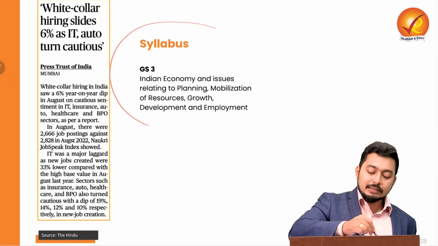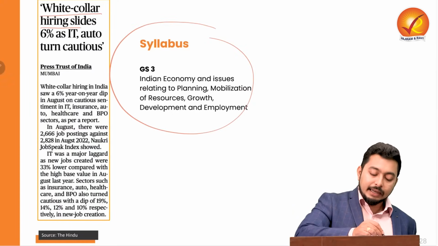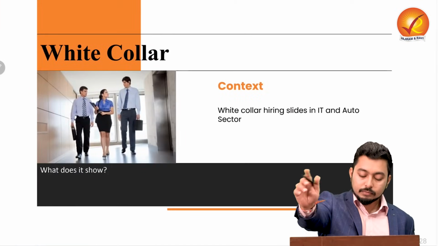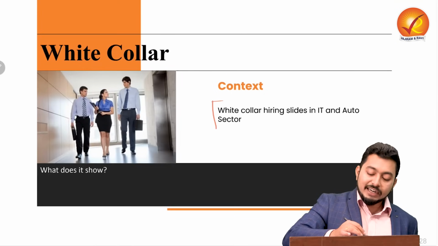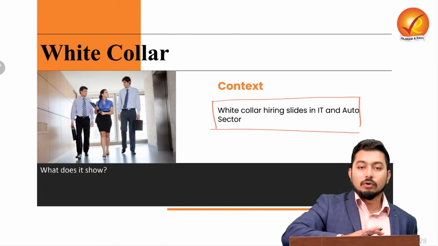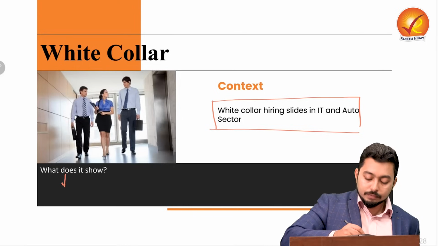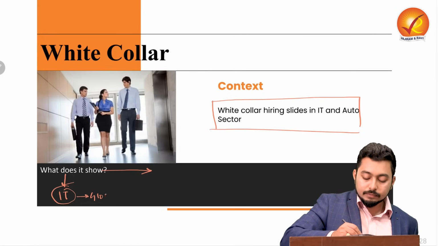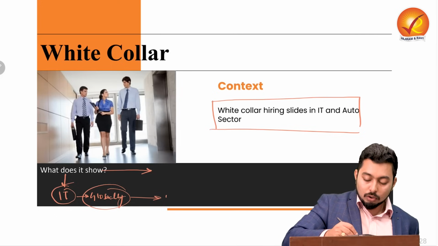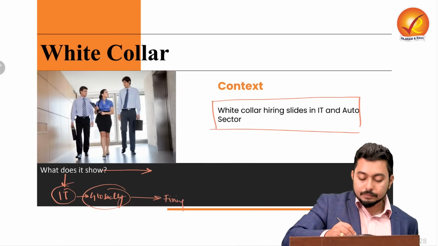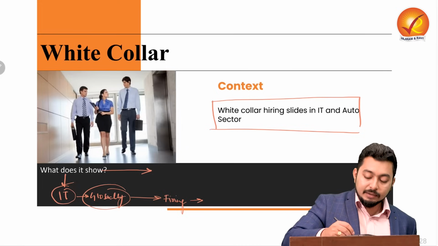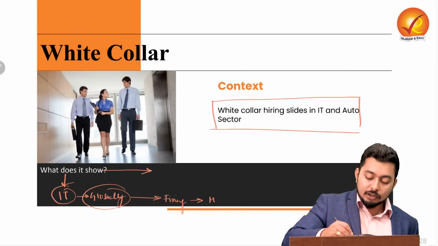Now let's look at the last article. White collar hiring slides 6% as IT and auto turn cautious. So white collar hiring has decreased, or it has plummeted. What does it show? One thing is that IT is not doing well globally. And there are talks of a lot of firing in global IT majors, global CS majors, including the MANG.